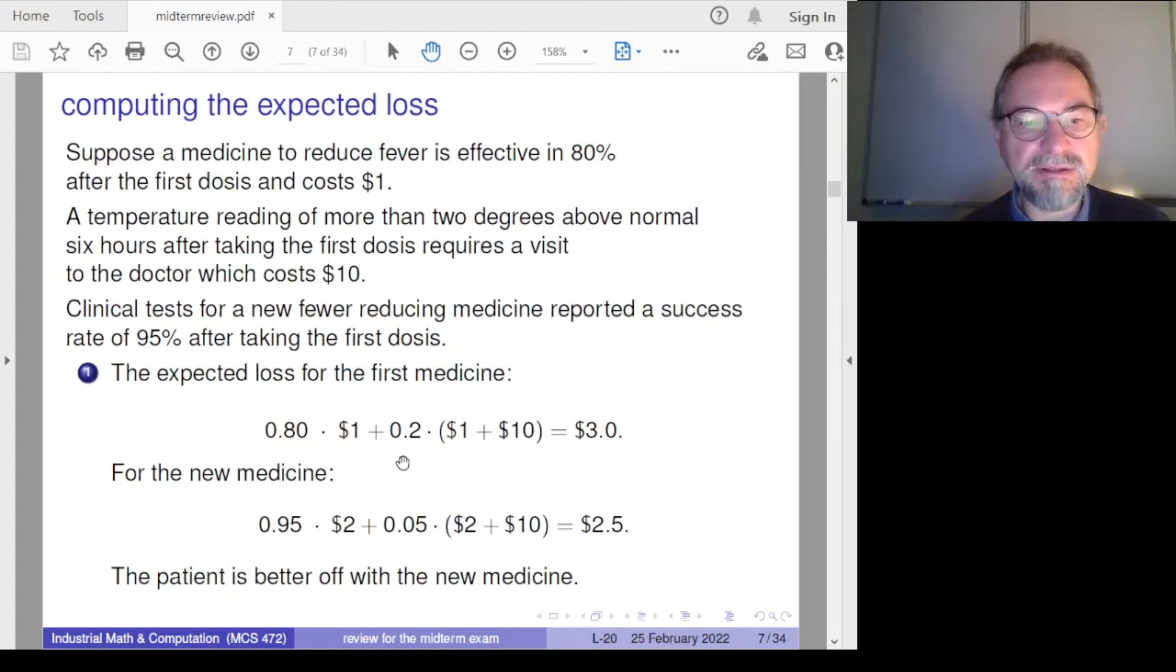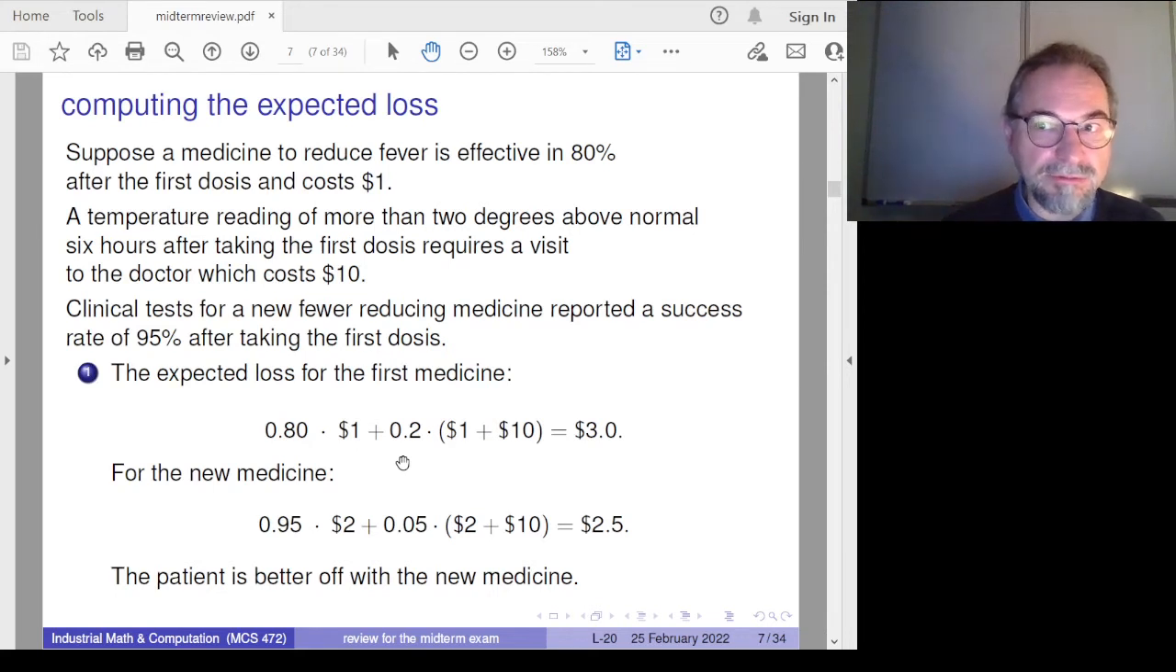For the new medicine, you will have to pay more. In 95% of the cases, that will do it, but in the remaining 5%, you will have to incur a higher loss of $12, but that sums up to an expected loss of $2.50. So, what's the conclusion of this? The price of $2 is twice as expensive, but much more effective. That is actually a better choice.